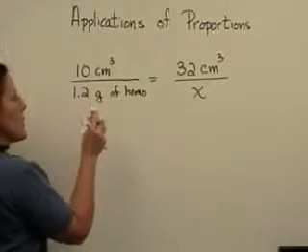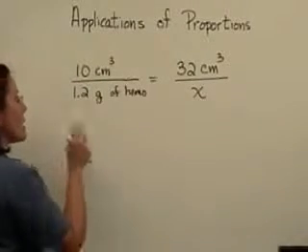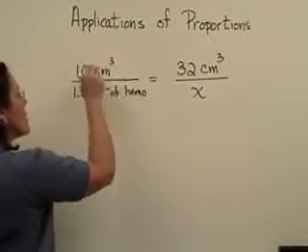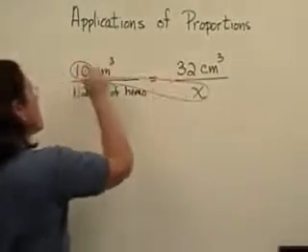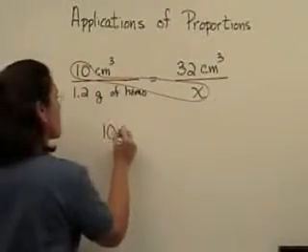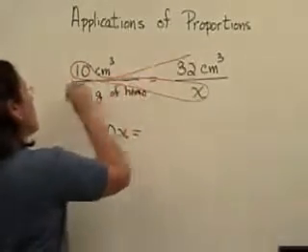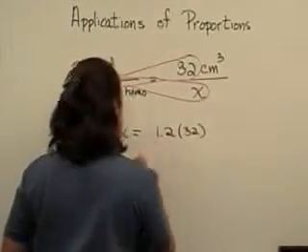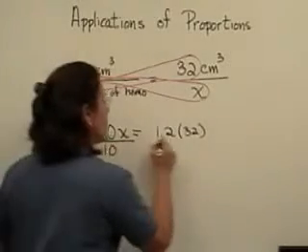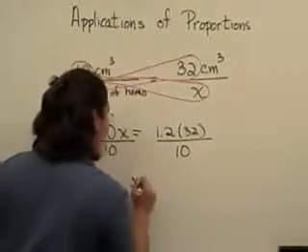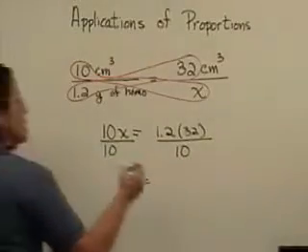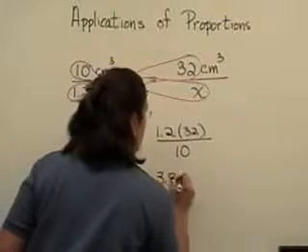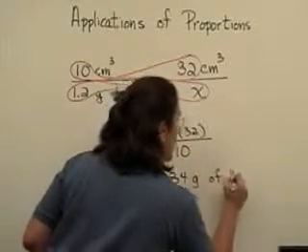Please don't worry about the units. This describes this number. It's a volume. It's 10 cubic centimeters. It doesn't mean that you take the number and cube it. It is just telling you that this is a volume. So I'm going to take the 10 times the x and let it equal 1.2 times 32. And then I'm going to divide both sides by 10 to solve this problem. And I'm going to find out that x equals 3.84 grams of hemoglobin.